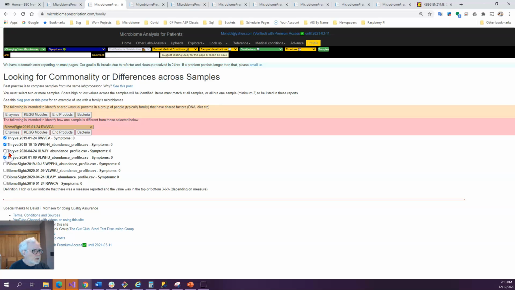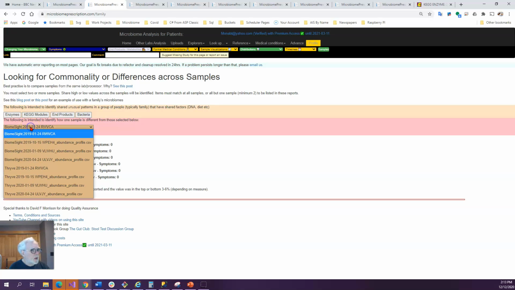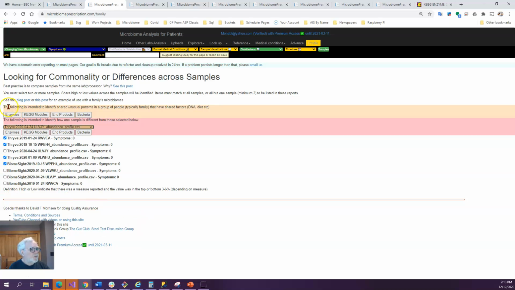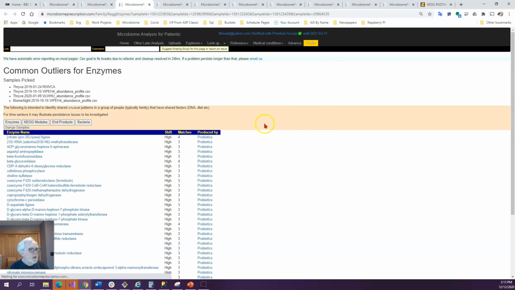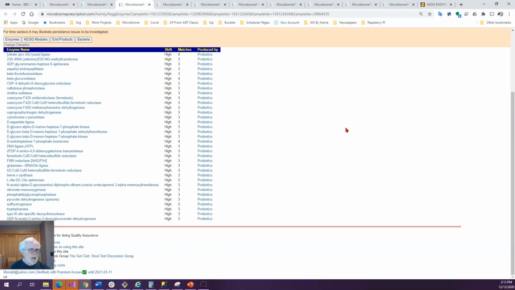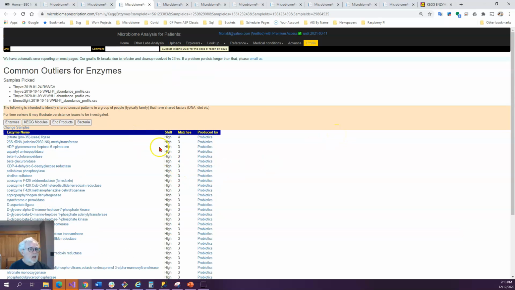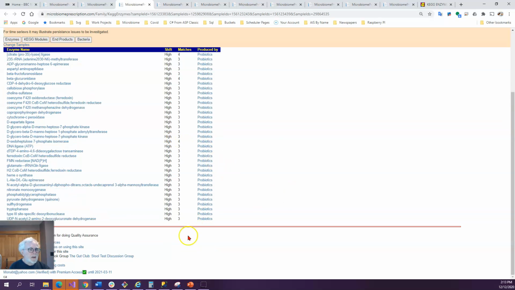And I'll click all of them but the latest one. I'll hold off with the latest one, and I'll mark it Thrive up there for the latest one. And let's first take a look at enzymes. Enzymes, again, we have a lot of ones which are high and consistently high. There are 4 samples, and we have these occurring in 3 out of the 4.